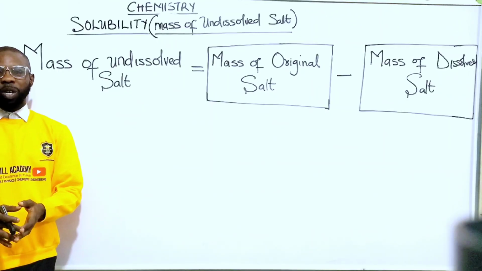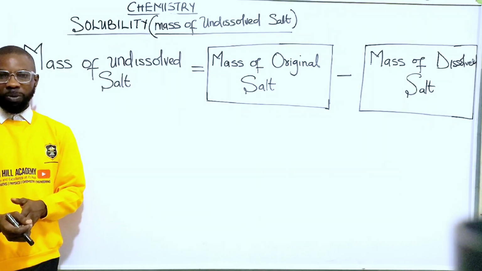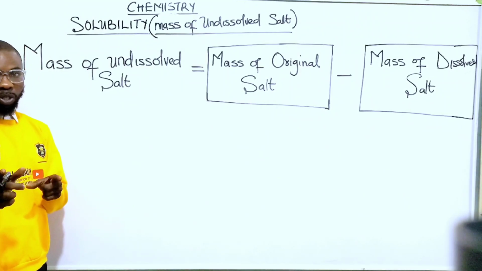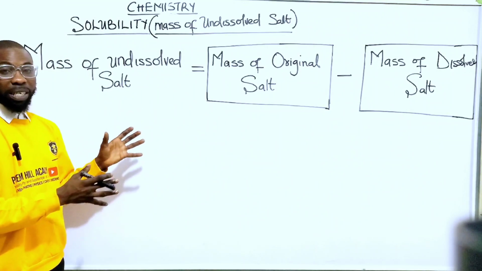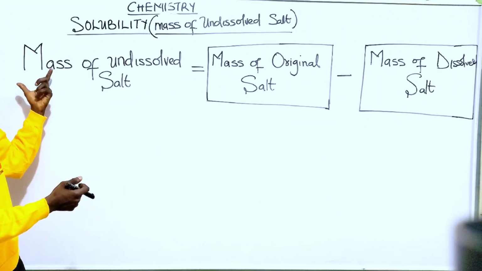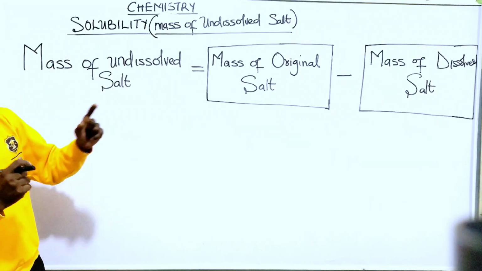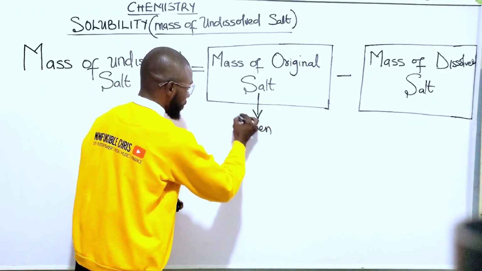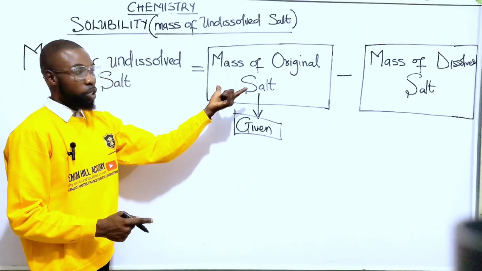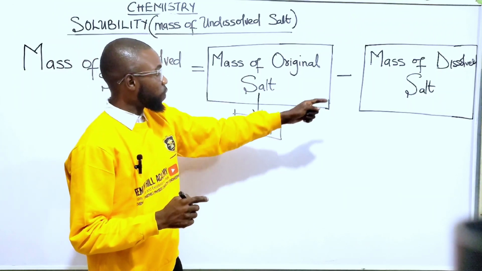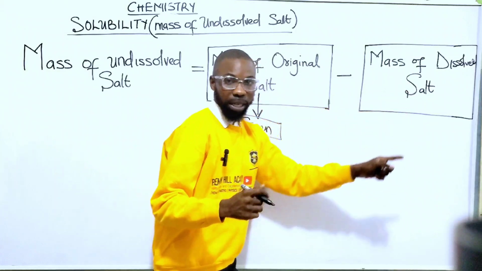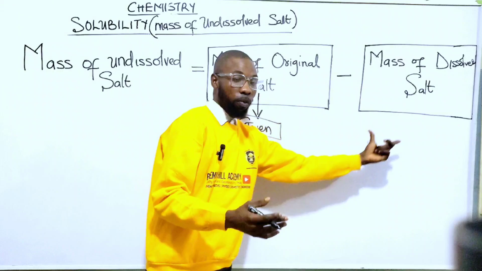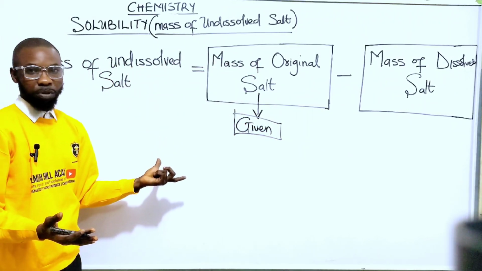Alright guys, so let's look at questions as regards to mass of undissolved salt. Now listen, in solving questions as regards to mass of undissolved salt, because our JAMB and WAEC normally give questions as regards to this, you'll be given the mass of the original salt in the question. Our job is to find the mass of the dissolved salt, so that if we subtract it from the mass of the original salt, we'll get our mass of undissolved salt. It's that simple. Are we good?